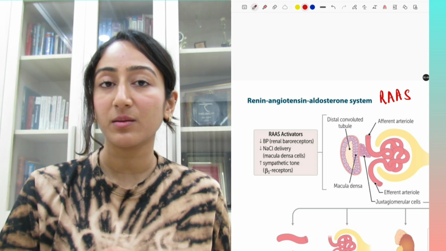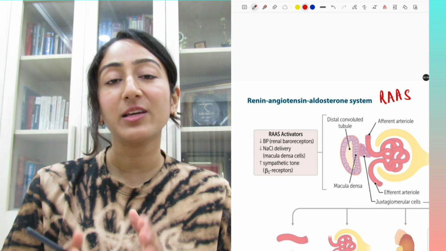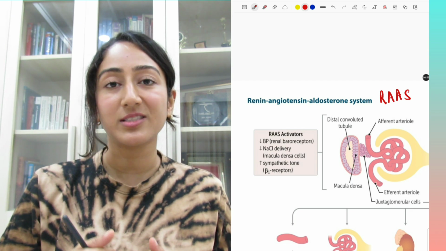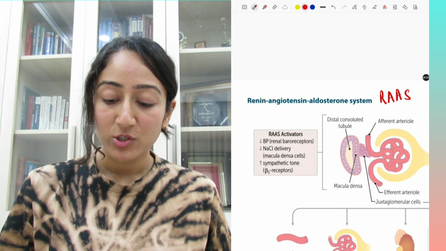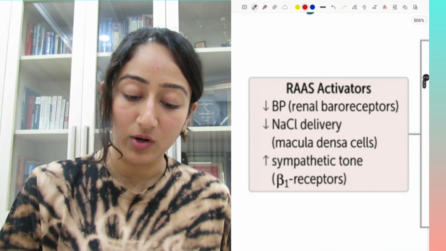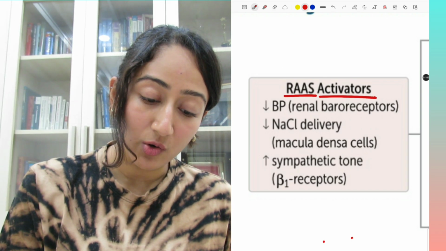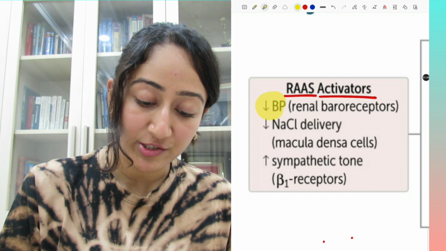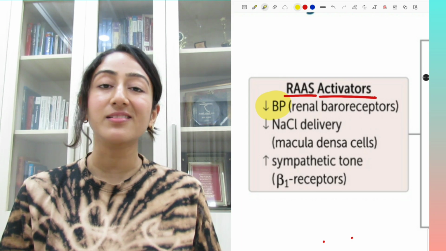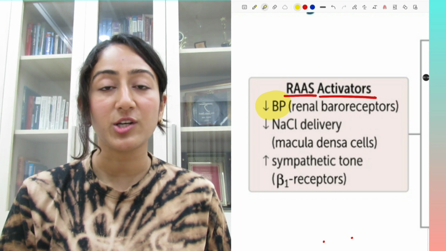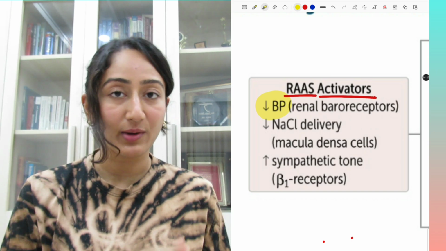So anything which decreases the blood pressure in the body will cause stimulation of this RAAS, and the RAAS will then counteract and increase the blood pressure. So let us just see what all are the RAAS activators. What is going to activate RAAS? As I told you just now, decrease in blood pressure in the renal baroreceptors. Our renal system itself has some baroreceptors which are going to be stimulated by the decreased blood pressure, and they're going to activate RAAS.